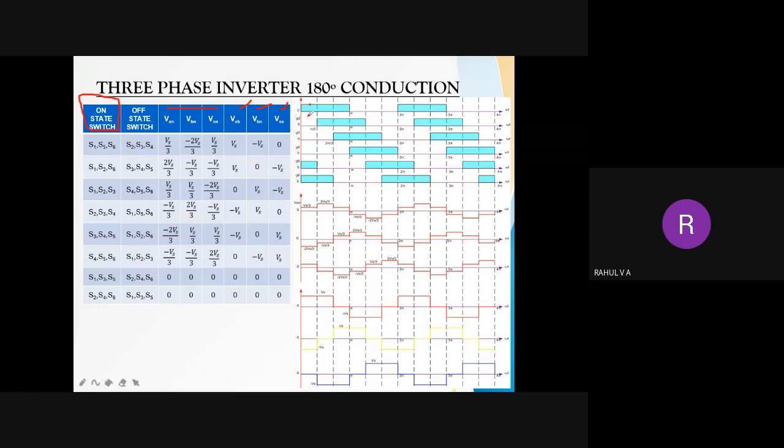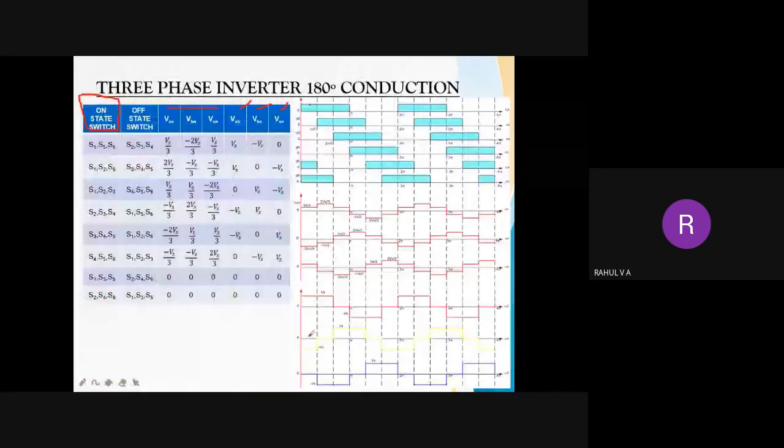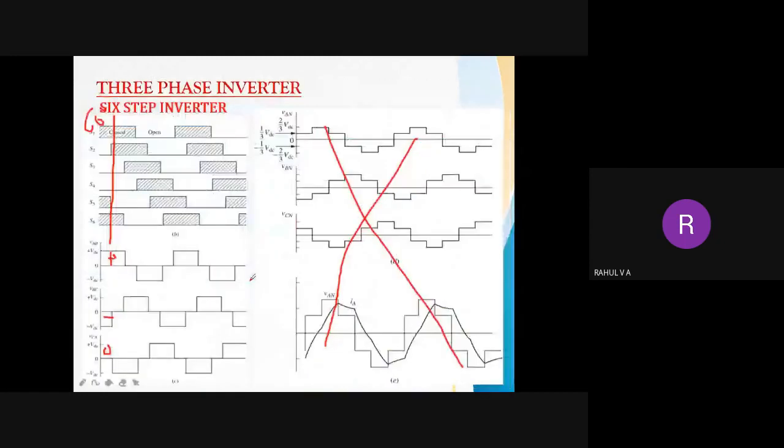So in the first 60 degree duration, S1, S5, S6 are turned on. Look at this waveform: VAB is positive, VBC is negative, VCA is 0. Look at these three. Now we will go for the next switching cycle.